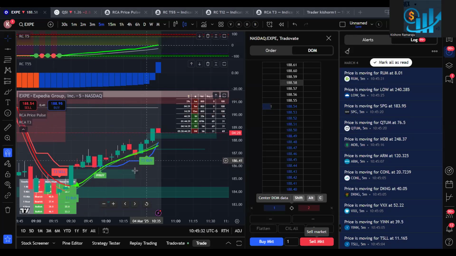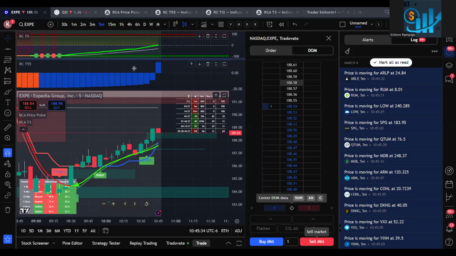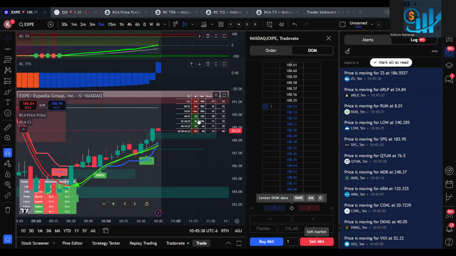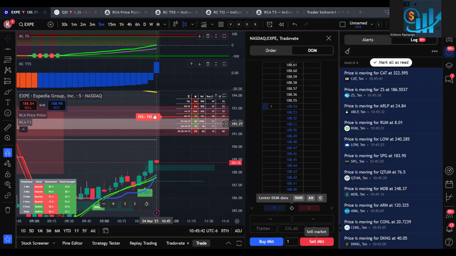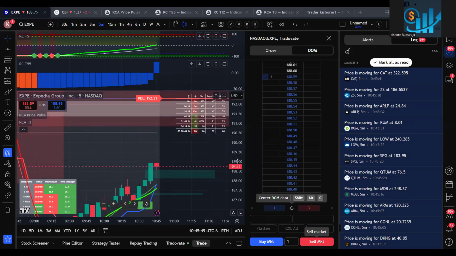You got a price pulse buy, you got a T3 buy. So the trend is becoming bullish. This is bullish. Momentum is becoming bullish. So it is looking good. By today or tomorrow, it will go all the way to $192. Then our $500 will become $700, $800 for each contract. So that's how we need to just show.